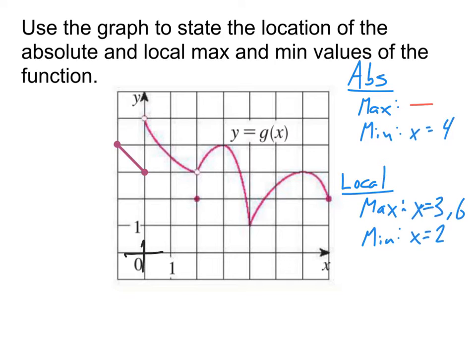And this point here at 7, where x equals 7, is that anything to us? Nope. Because an endpoint could be an absolute max or min, but not a local one. And it's not an absolute max or min.